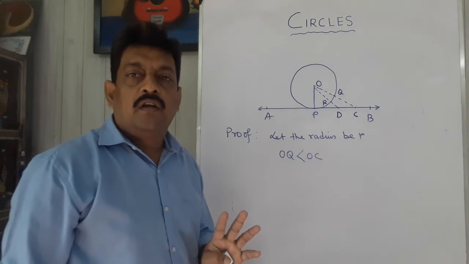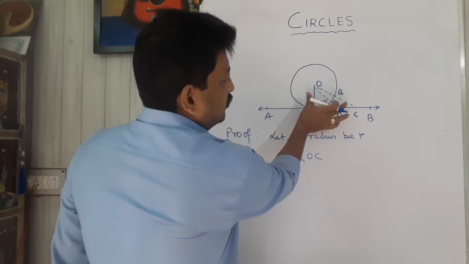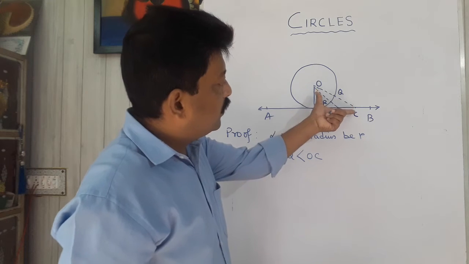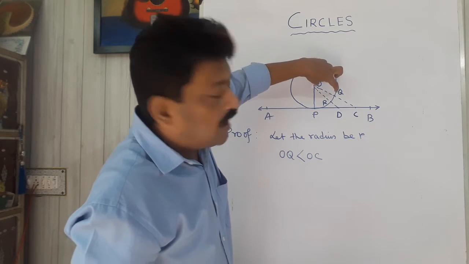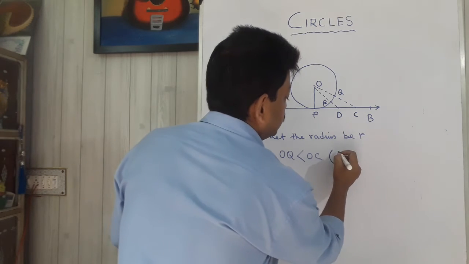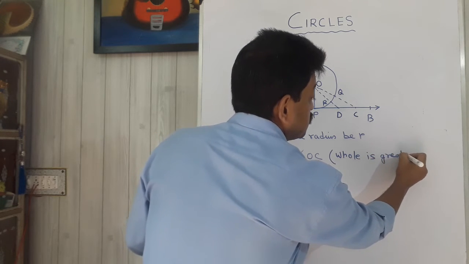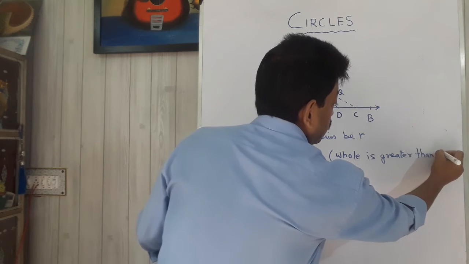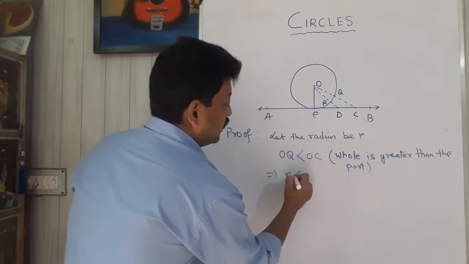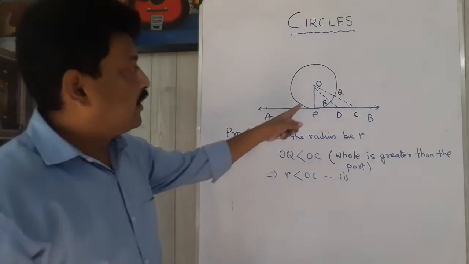We have learnt in class 9 Euclid's axiom that the whole is always greater than the part. OC is the whole and OQ is the part of OC. So OQ is less than OC, and the reason is whole is greater than part. In other words, R is less than OC. This is equation number 1. Radius is less than OC.